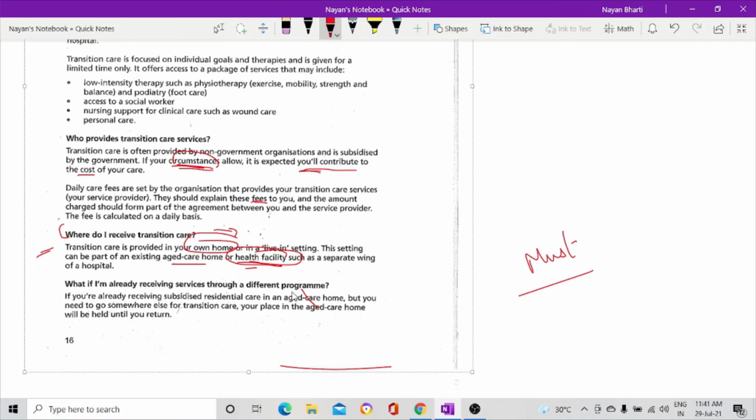Hopefully you are getting this point. Hopefully you understood how to do these true, false, not given questions.